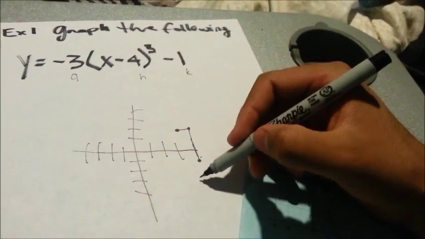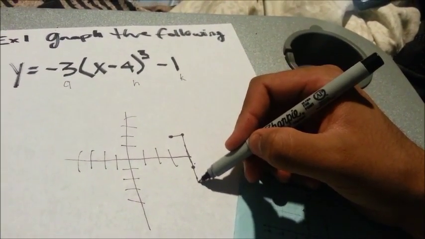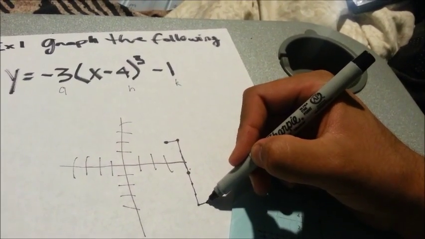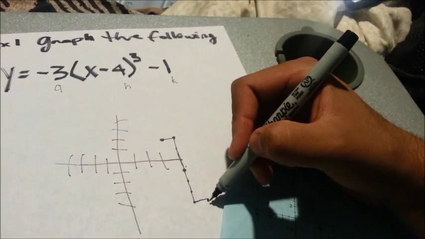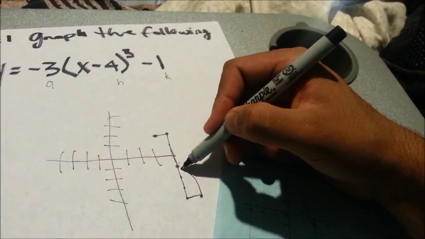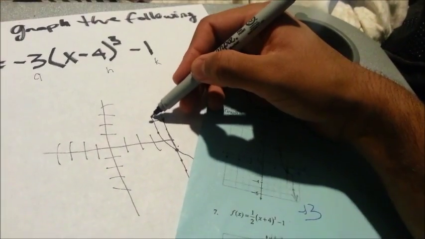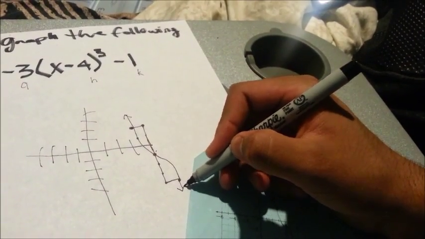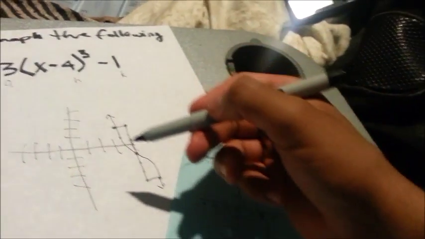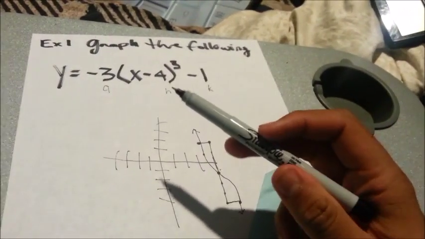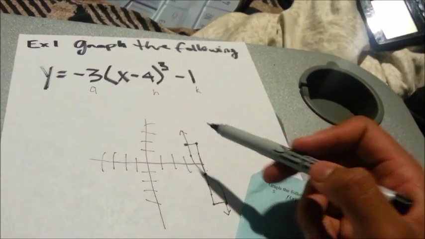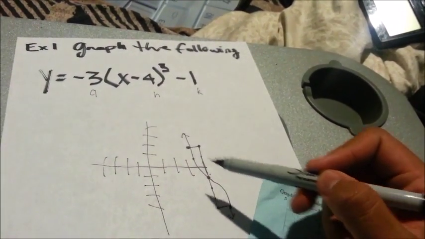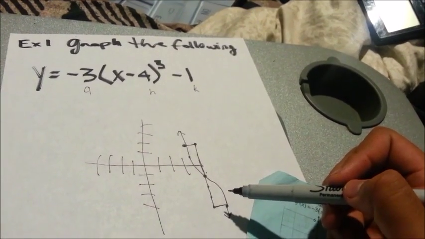We're going to do the same thing. 1, 2, 3. We're going to go this way. And now we're going to connect our dots. Close enough. So this is how our cubic should look. Keep in mind A is negative. When A or B is negative, your graph should go left to right, or else it is wrong.